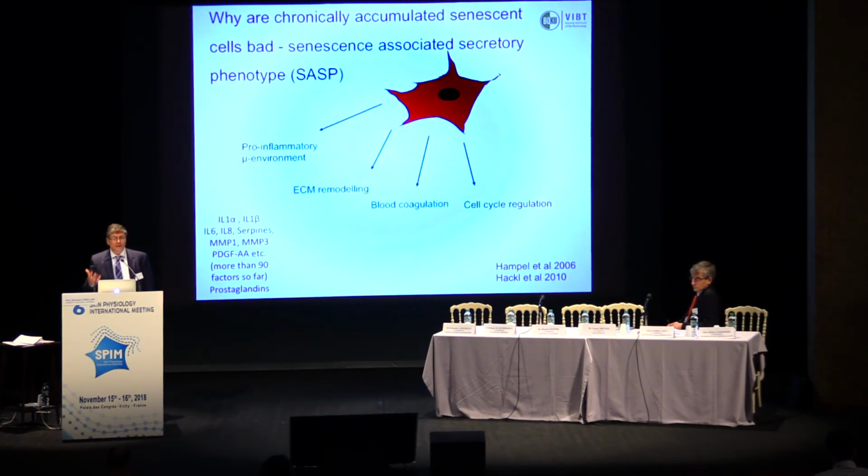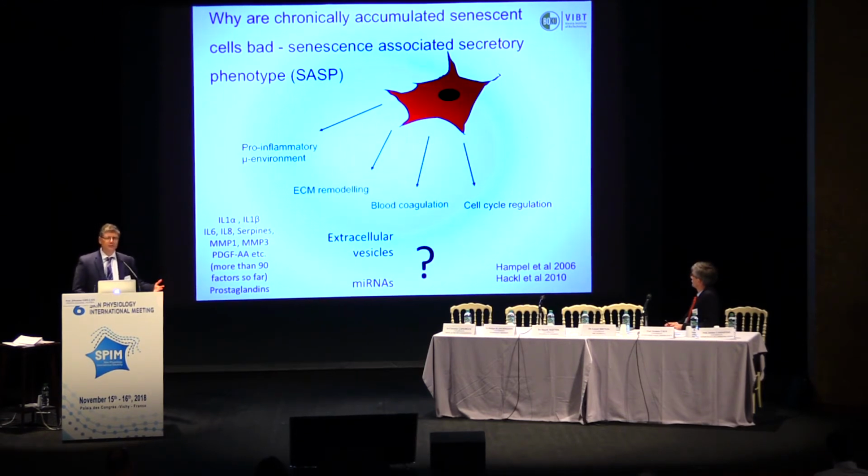So now, what is this SASP? What do we find in there? It's pretty well known that we have a lot of pro-inflammatory cytokines like IL-6, IL-8. We have matrix remodeling factors like MMP1, MMP3. We also see some eicosanoids, prostaglandins in there. But we don't really know about extracellular vesicles and microRNAs. So one question that we had in my lab is, do we find extracellular vesicles and their microRNA cargo as one component of the SASP?